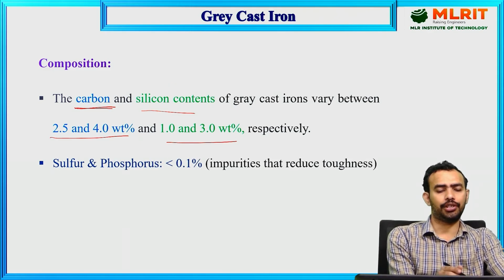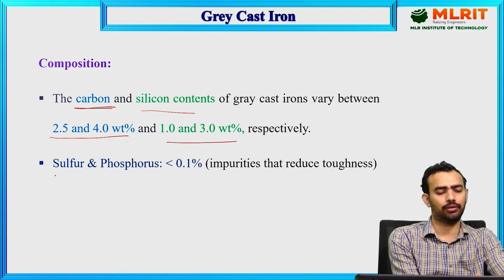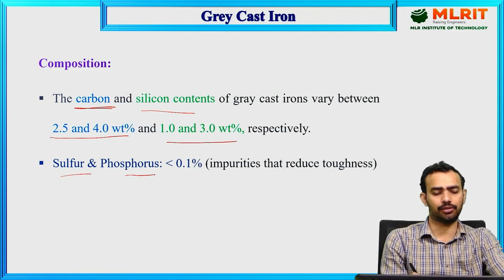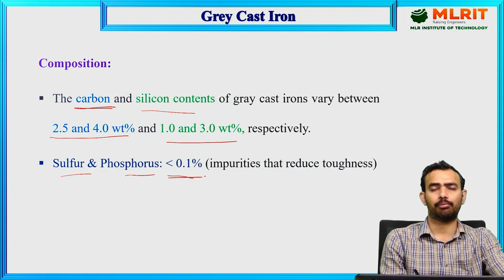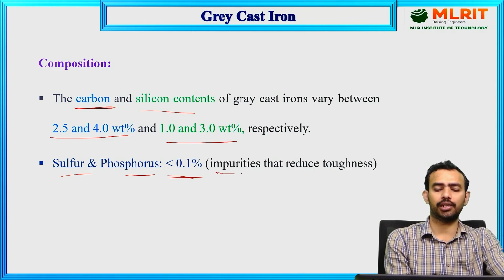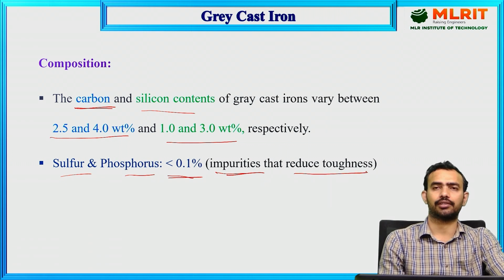In addition to that, sulfur and phosphorus are also present, in very small amounts, that is less than 0.1 weight percentage. So these are impurities that reduce the toughness of the material.